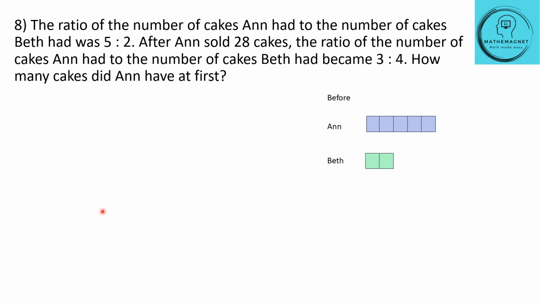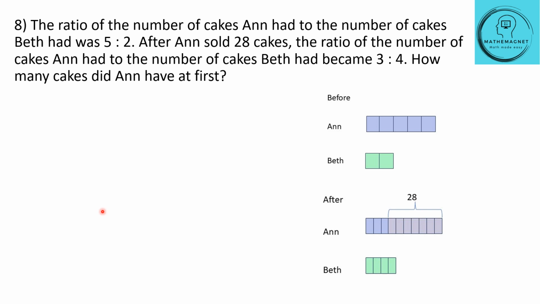Now here what we have to note is Beth hasn't sold any cake. So the total amount of cake that Beth has will remain the same. But instead of 2 units, it becomes 4 units. So which means each unit is split into 2. So after model for Anne will also be the same. Each unit gets split into 2.